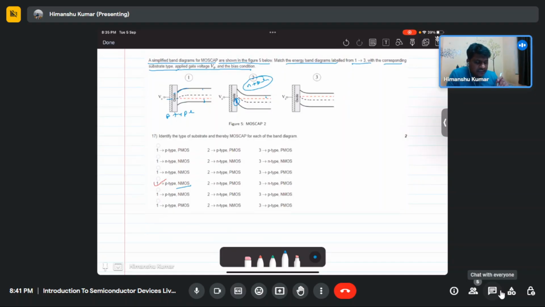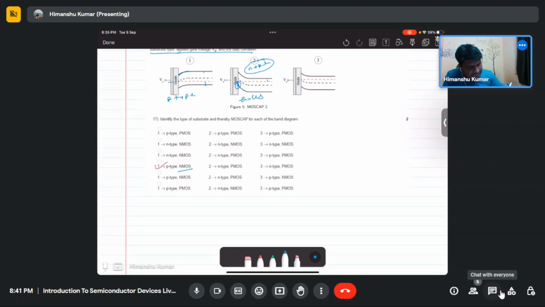So this is the example. Here the inversion layer will be of the holes. So that means the substrate type is n type, and this will be PMOS.